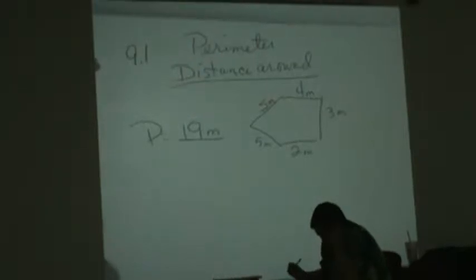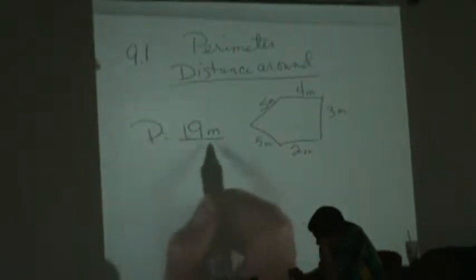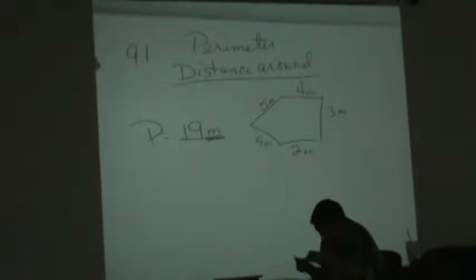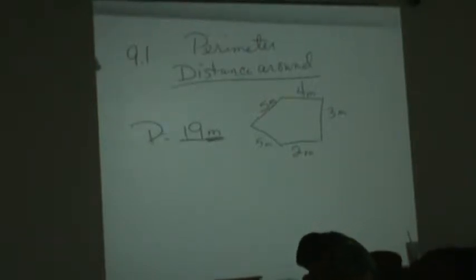Okay? The perimeter doesn't have a squared or cubed or anything. Perimeter is always just one unit. Because that's like how many feet of fence or how much you have to put around something.